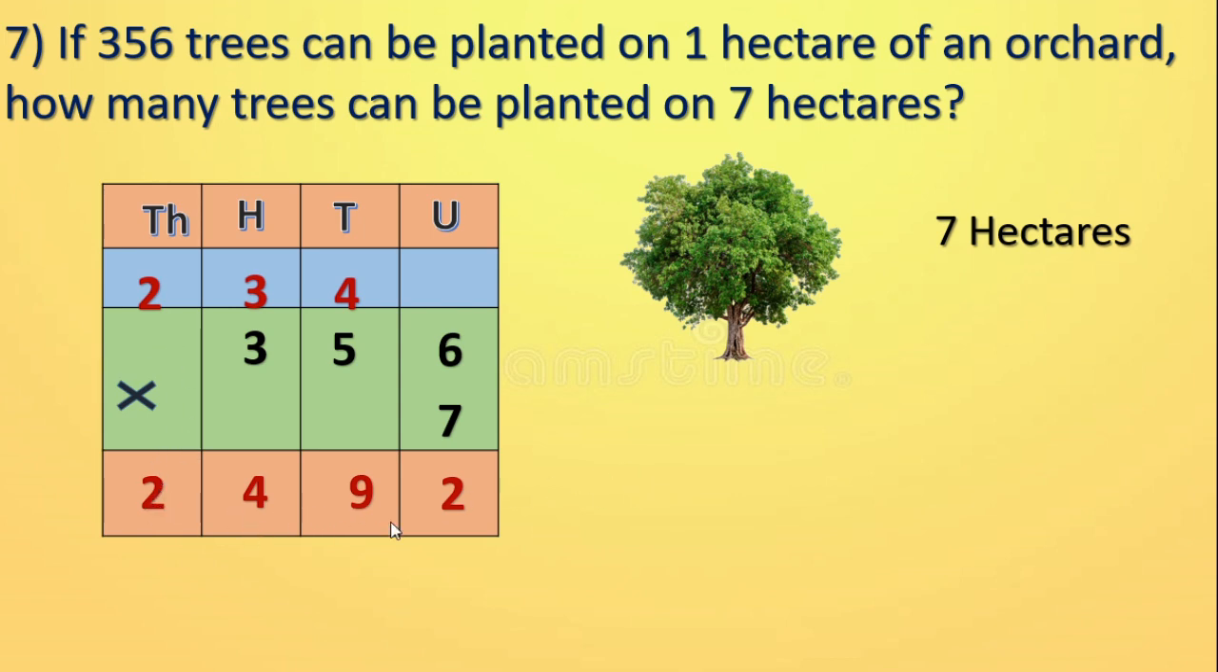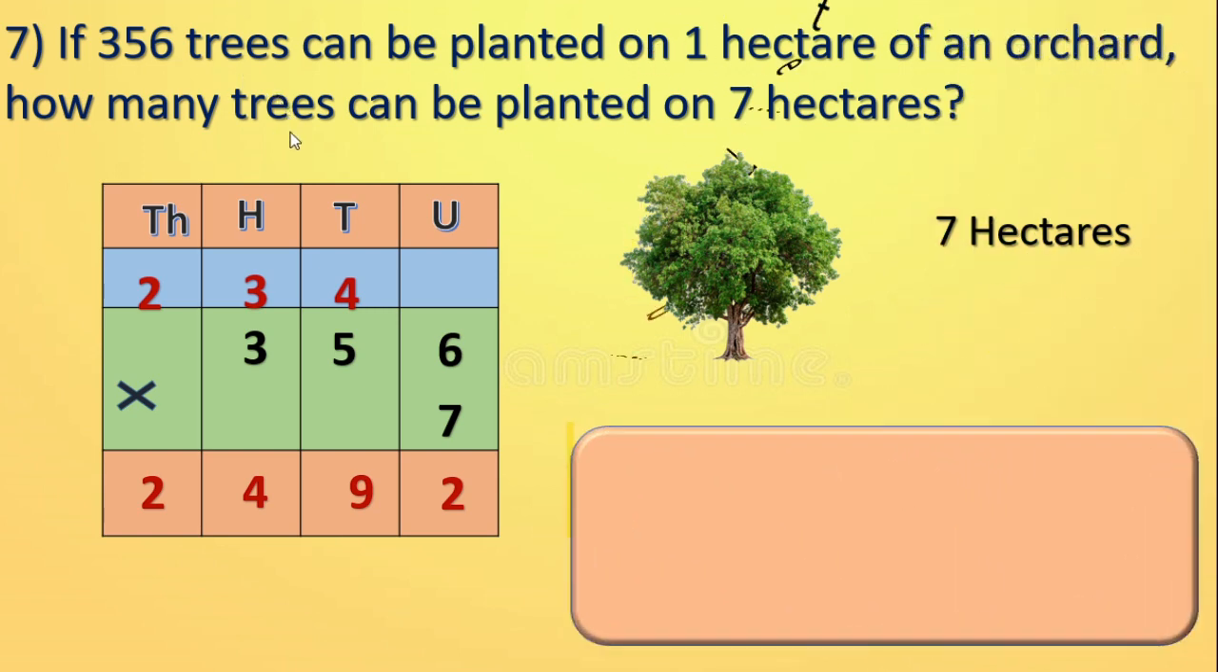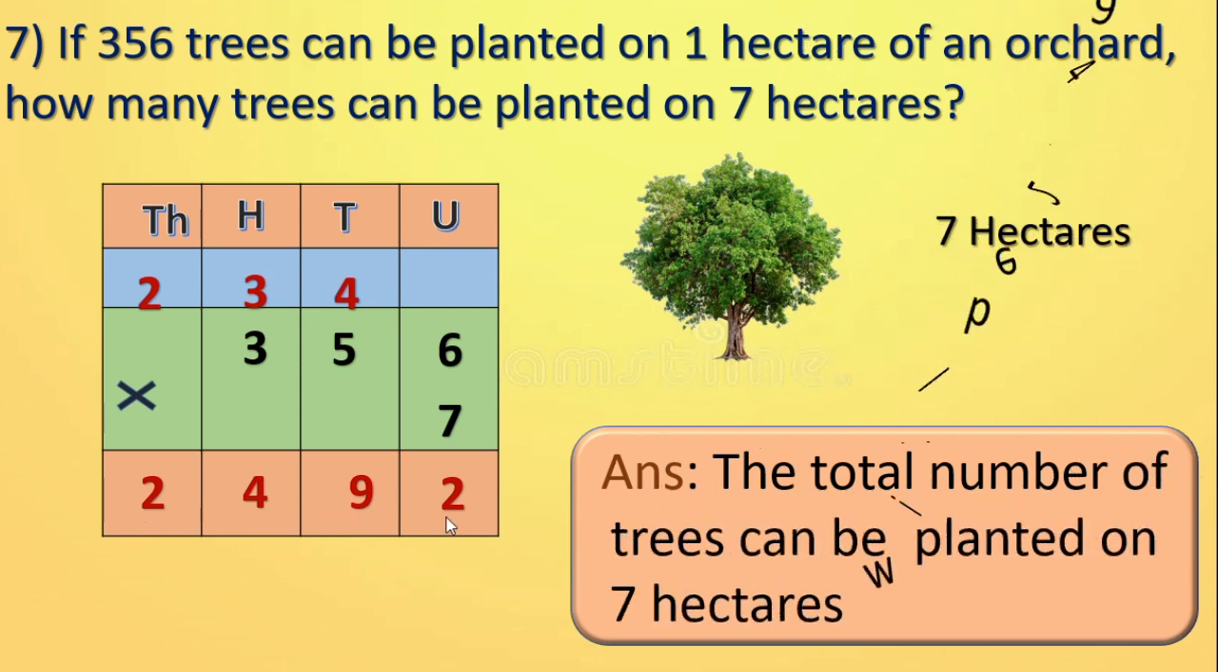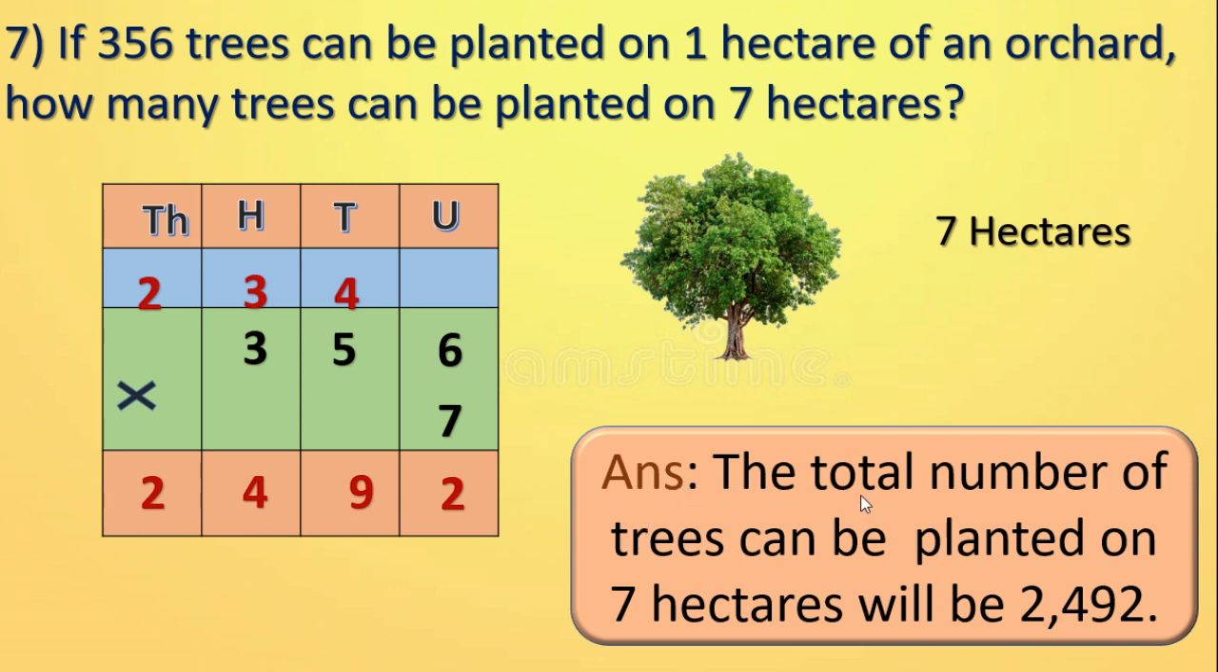Now we got the answer. Yes, if in 1 hectare we can plant 356 trees, then we can plant 2492 trees in 7 hectares. See here how to write the answer. The total number of trees that can be planted on 7 hectares will be 2492. Got this? Very good.